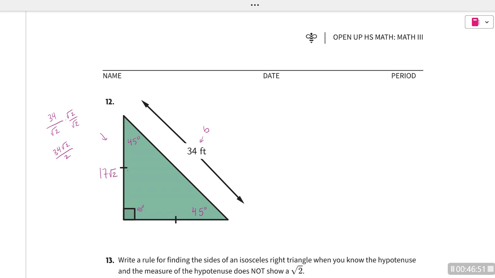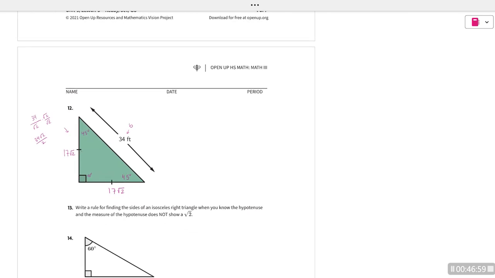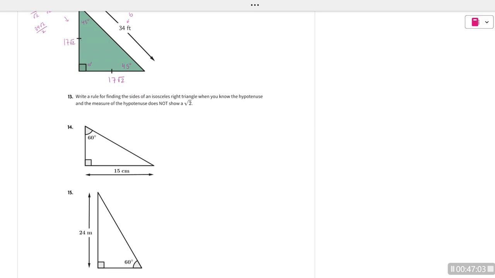Notice it's half the length of the hypotenuse times square root 2. So if you've picked up on that pattern, you can absolutely use half the length times square root 2. That works as well. It's a little faster, but it's more to memorize.